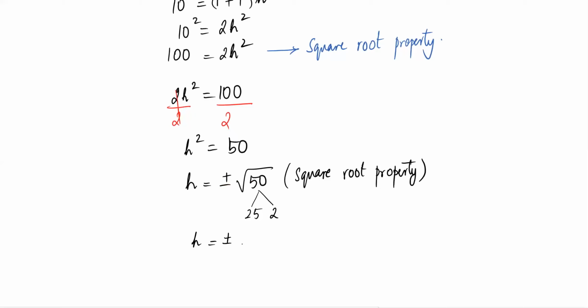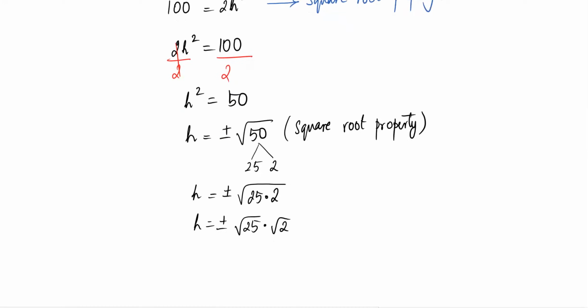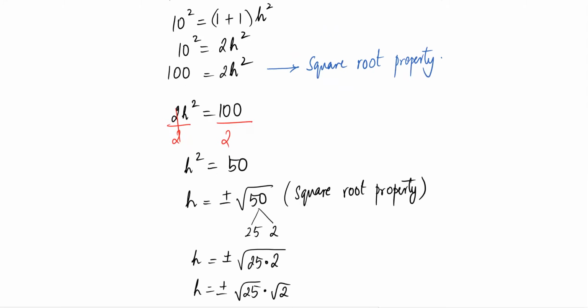Again, square root of 25 times 2, square root of 25 times square root of 2. h is plus or minus 5 root 2, okay? But remember, it's a word problem, and this is good for checking purposes, mathematical purposes, but we have to come back and verify if this is to be used or not.